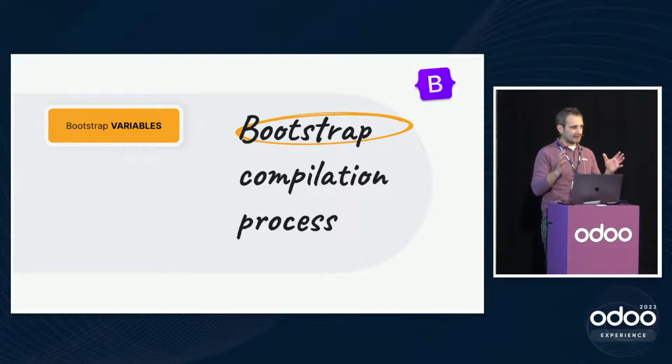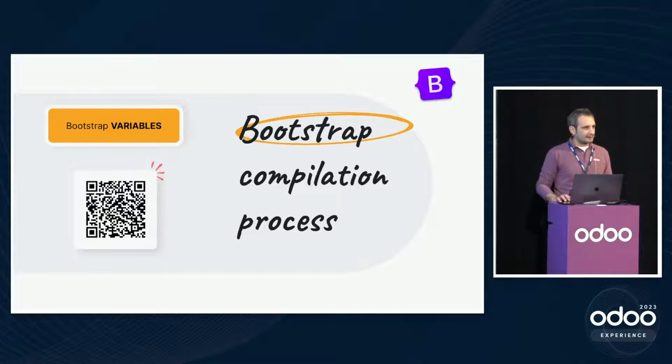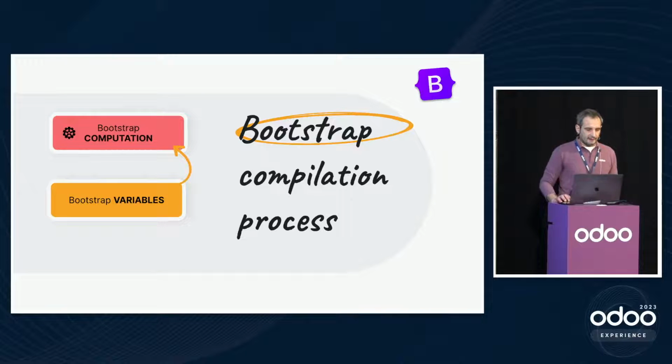The first block is a block of Bootstrap variables. In these files, Bootstrap defines all the colors and the properties that will then be used to generate the user interface. You can use this square code to get the file that we use in the bundle. Those are Bootstrap default variables. After that, all these variables pass to the Bootstrap computation block, let's say. That is where Bootstrap uses all these variables and assigns them to the right component.